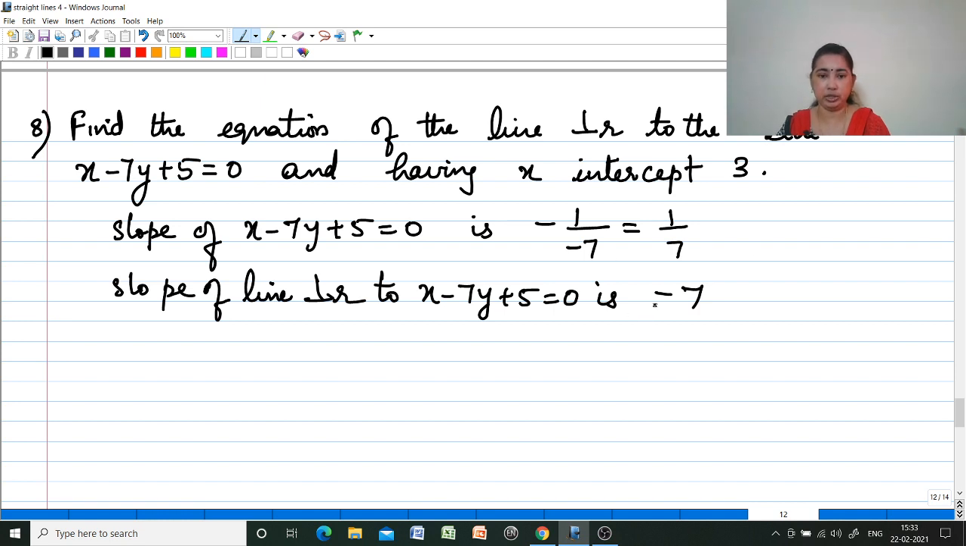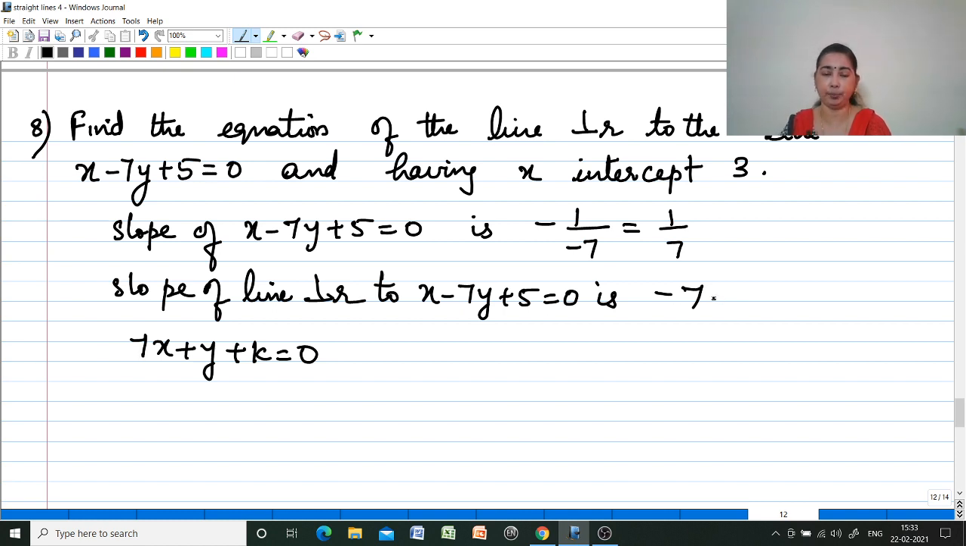That is the slope. So what will be the equation of that line? How can you find out that equation? See here, this equation is x minus 7y plus 5 equal to 0, and the perpendicular line's equation will be, this coefficient will come to this side and that coefficient will be here, that is 7x plus y plus k is equal to 0, because here you can see the slope is minus coefficient of x by coefficient of y, that is minus 7.